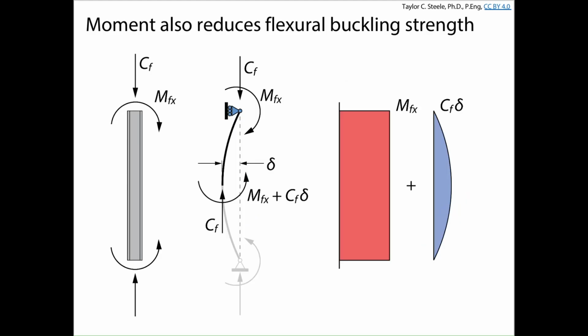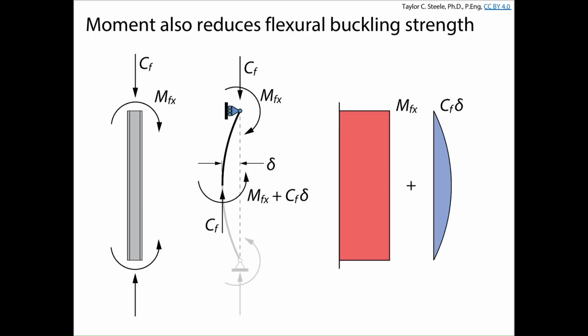We already talked about cross-sectional strength for braced beams. We need to make sure that they're not yielding the compression flange. For unbraced beams, we need to make sure that we're not going to develop some lateral torsional buckling mode. But the other thing that the presence of this moment does, even if we don't get lateral torsional buckling or weak axis buckling, is that we could exacerbate, make worse, the buckling mode about the strong axis.